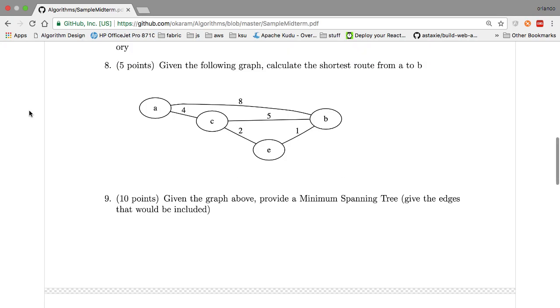Now, given the graph above, provide a minimum spanning tree. AC, CE, EB. You just take out the 8 and the 5, leaving 4 edges. But in this case, you need to specify the edges that you're including. That's the minimum spanning tree.